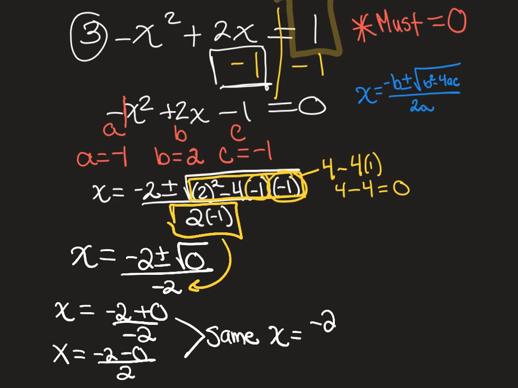Because what I really have is x equals negative 2 plus 0, which is negative 2, and negative 2 minus 0 is negative 2, over a negative 2. And a negative 2 divided by a negative 2 is just a positive 1. So I only have one solution. So now I've done number 3. You can go do number 4. Again, make sure you make it equal 0. And now we're going to do number 5, and then you'll be able to do number 6.